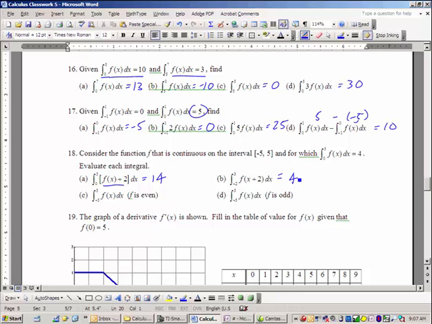Even means it's symmetric across the y-axis. Yep. Okay. And odd is across the origin. Yep.